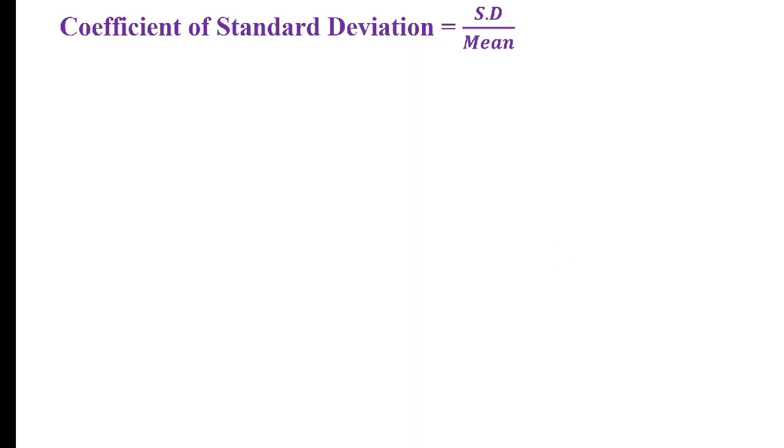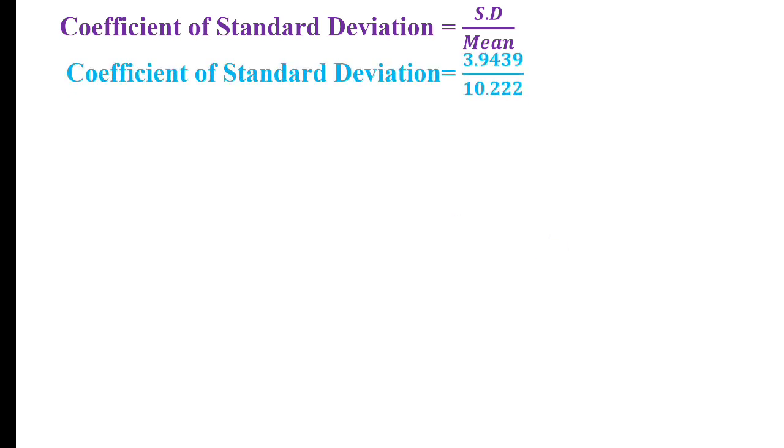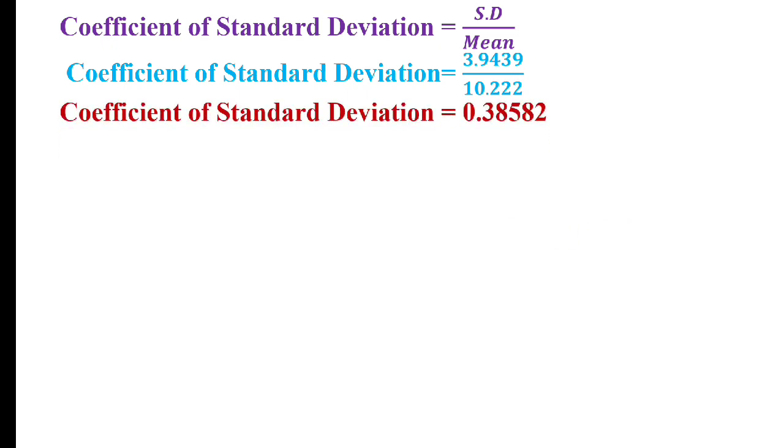Coefficient of standard deviation is standard deviation divided by mean. Standard deviation value 3.9439, mean value 10.222. So actual value only you have to take. Rounded value we should not take. Approximate value is only for the table calculation. So after dividing that, we'll get 0.38582.